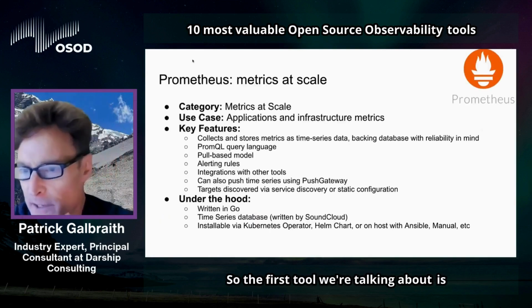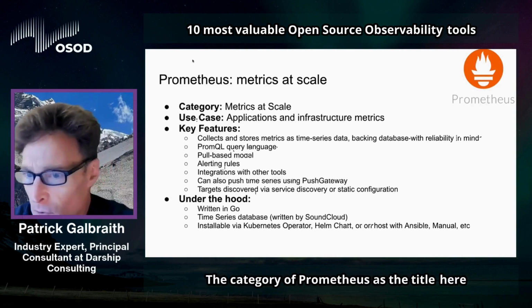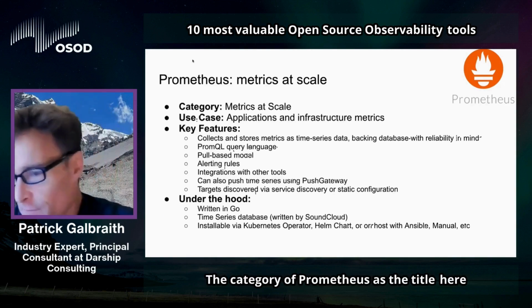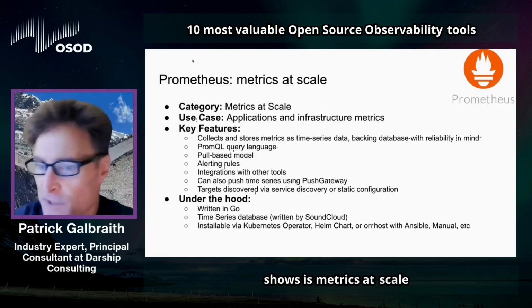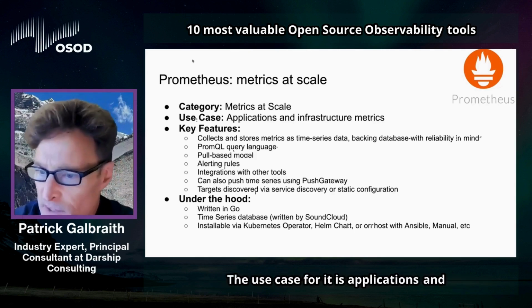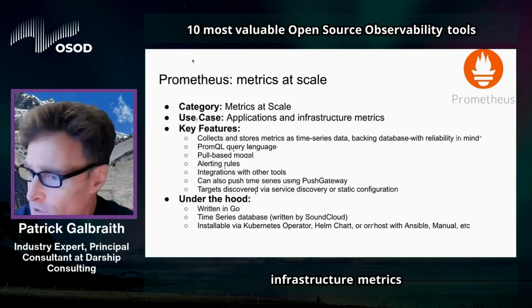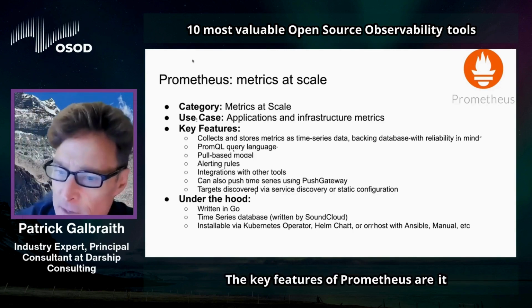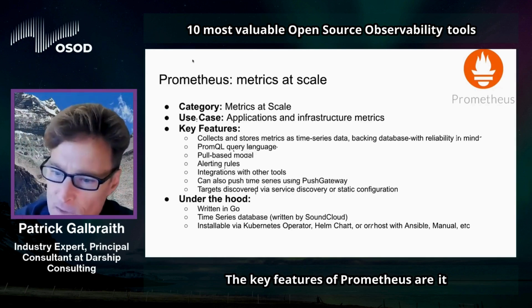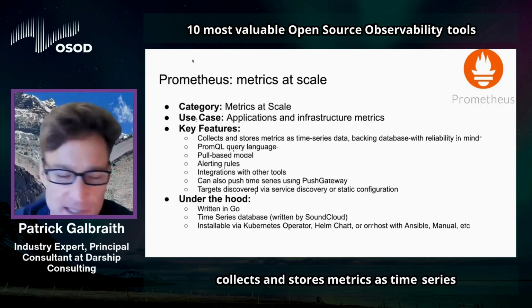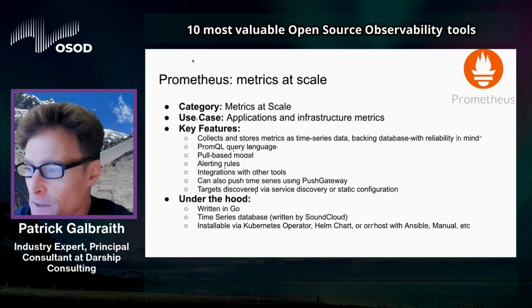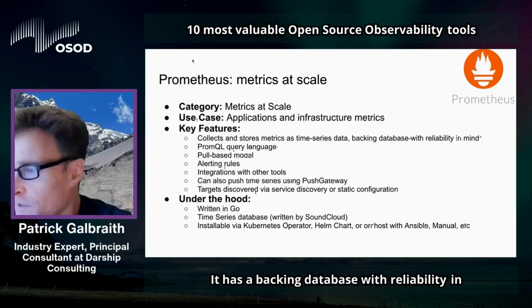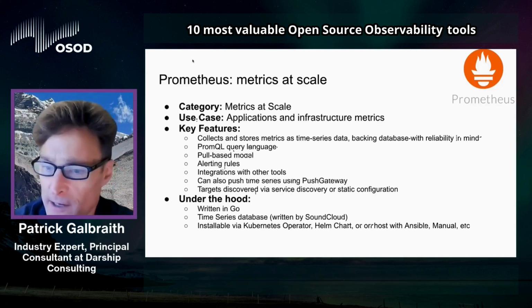So the first tool we're talking about is Prometheus. The category of Prometheus, as the title here shows, is metrics at scale. The use case for it is applications and infrastructure metrics. The key features of Prometheus are: it collects and stores metrics as time series data. It has a backing database with reliability in mind.